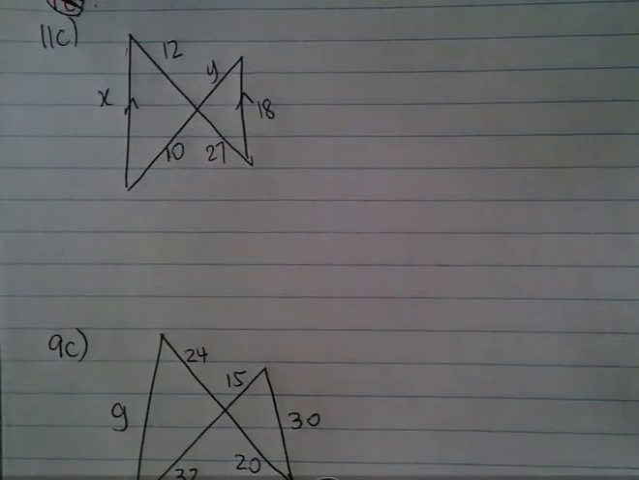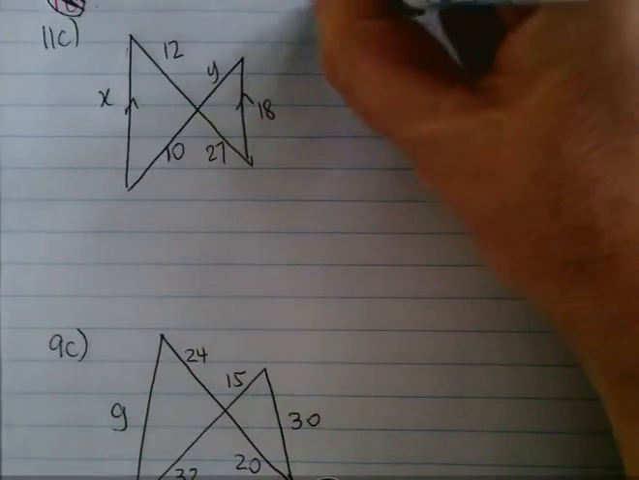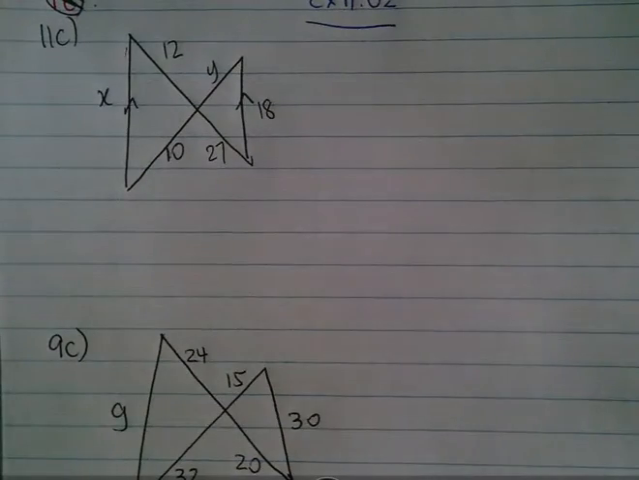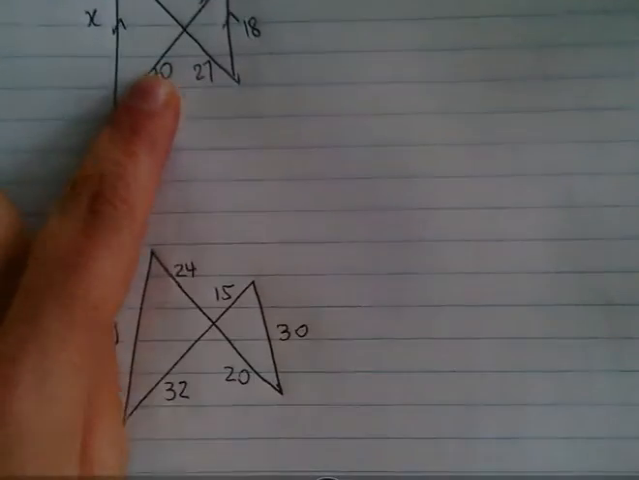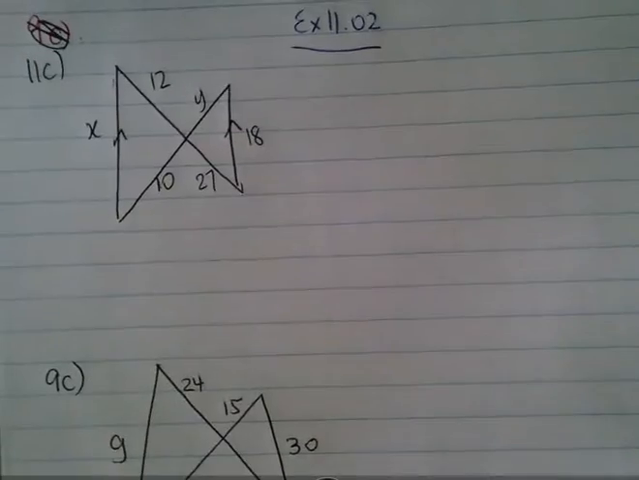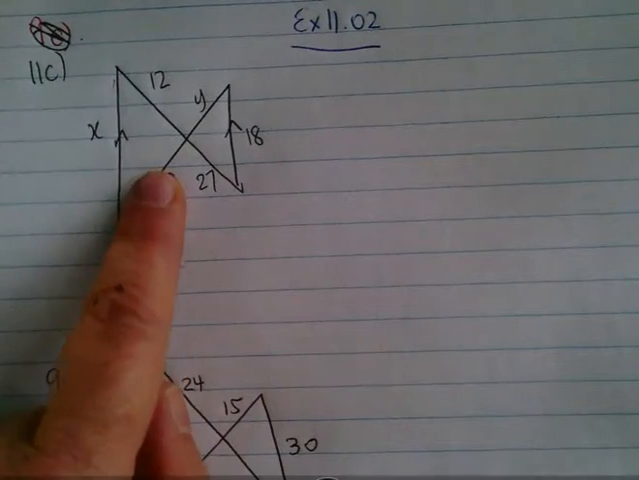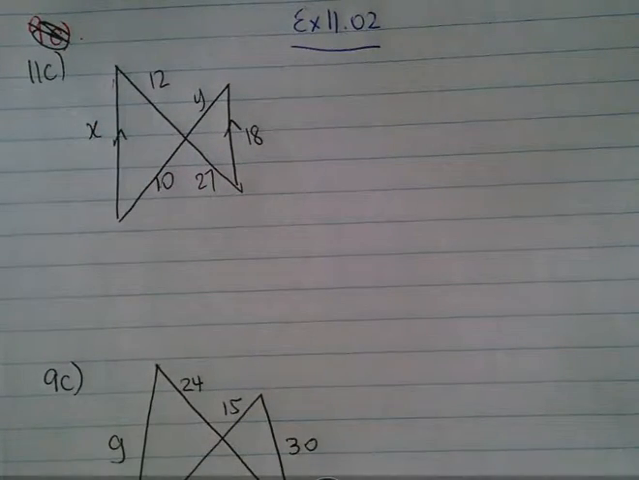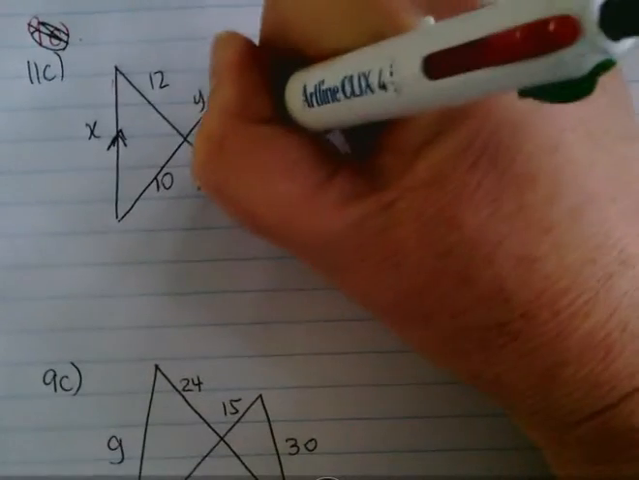Hey girls, just some more questions from exercise 11.2. These two questions may look similar, but they are different. In this first question, which is 11C, we have parallel lines, so we can use alternate angles as well as vertically opposite.